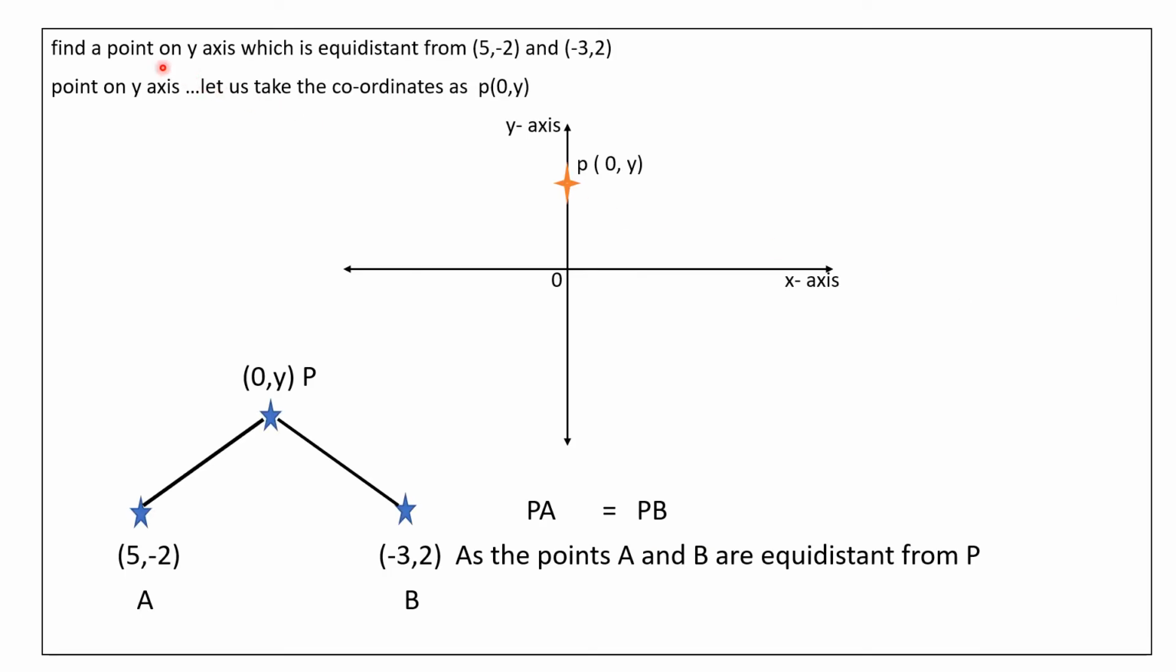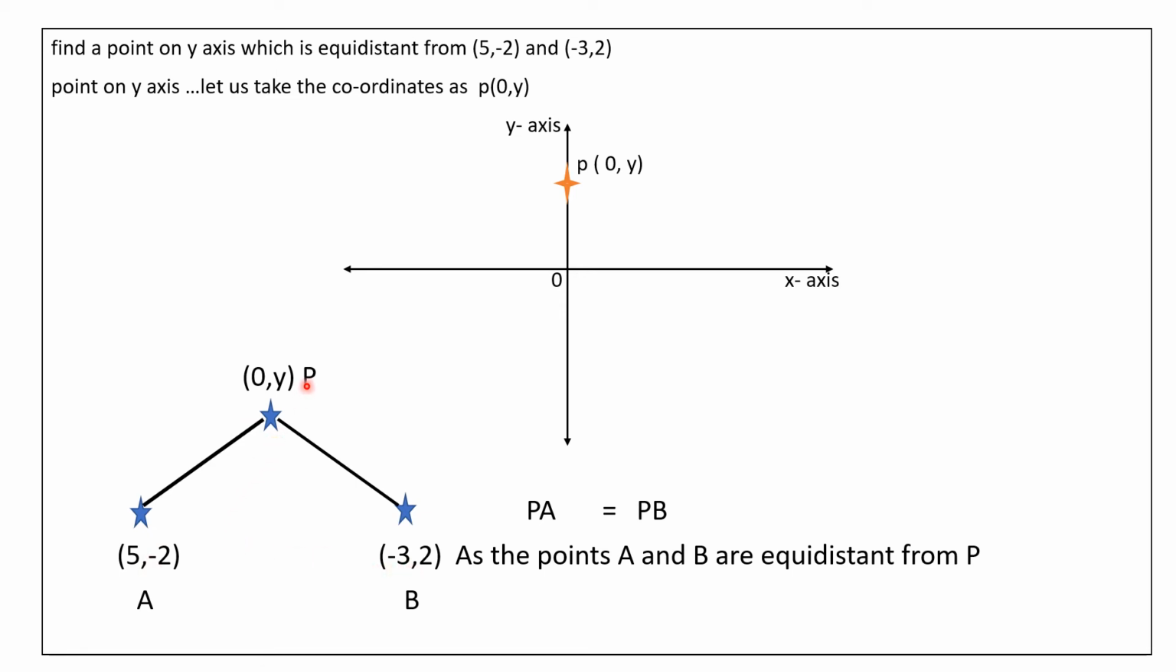Find a point on the y-axis which is equidistant from 5 comma minus 2 and minus 3 comma 2. See here, I have drawn the axes. So you know this is the x-axis and this is the y-axis, right? The point on the y-axis will have the coordinate 0 comma y, P is 0 comma y. They have given that this point on the y-axis is equidistant from 5 comma minus 2 and minus 3 comma 2.